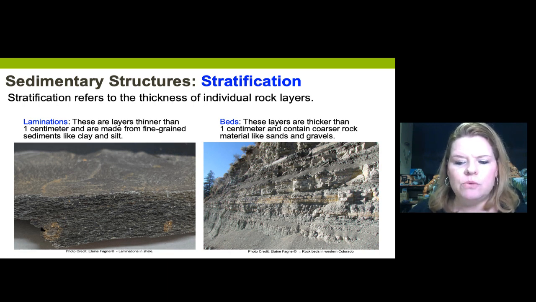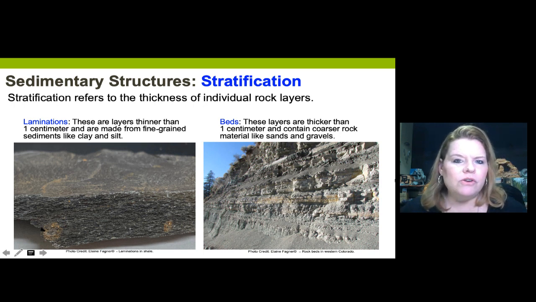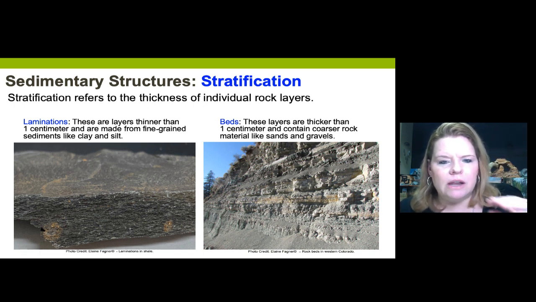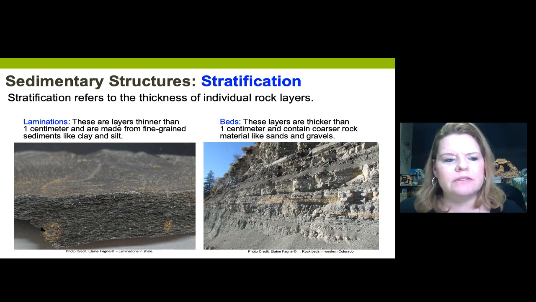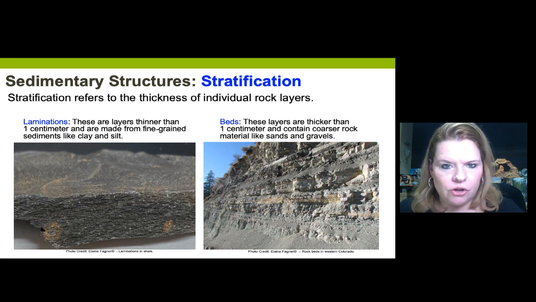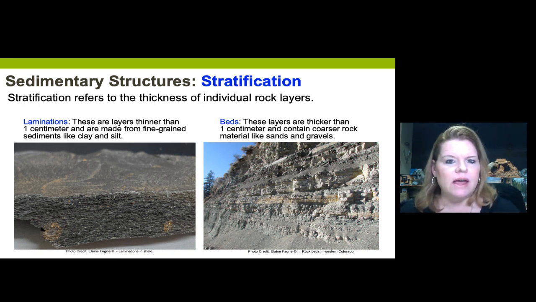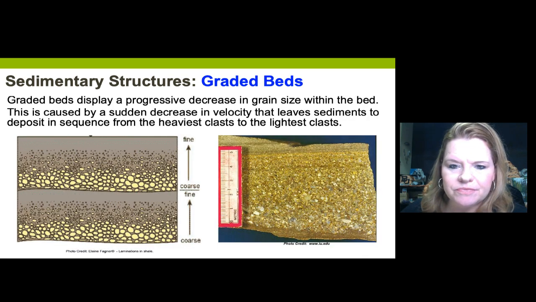Now, I'm not saying that you wouldn't have some laminates in here. You likely would. But when you're out in the field and you see laminations versus beds, that is another clue, because it's telling you about the type of rock that could have made those layers. The thinner the rock, the thinner the layers, so you'd have more laminations in things like shale, and you'd have more beds in rock material like sandstone.